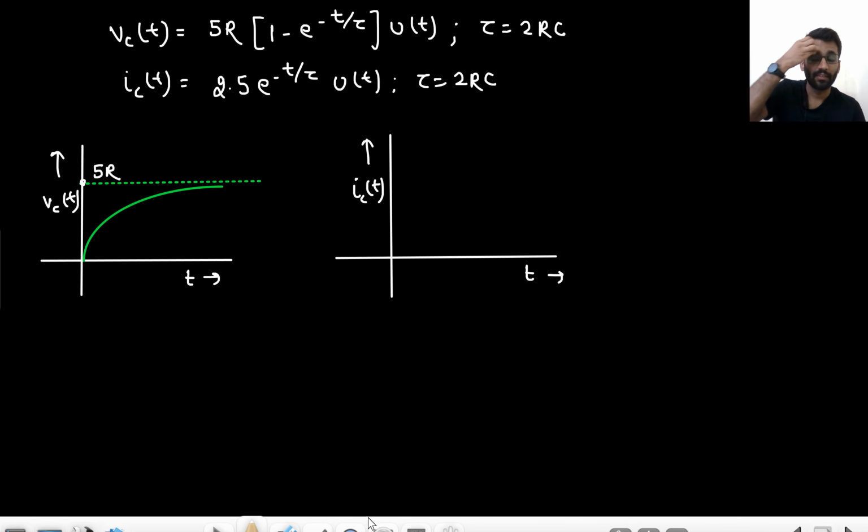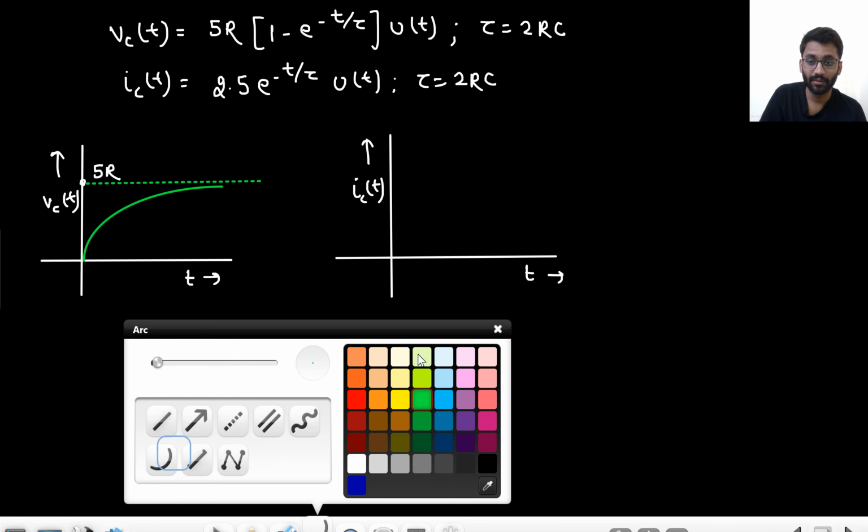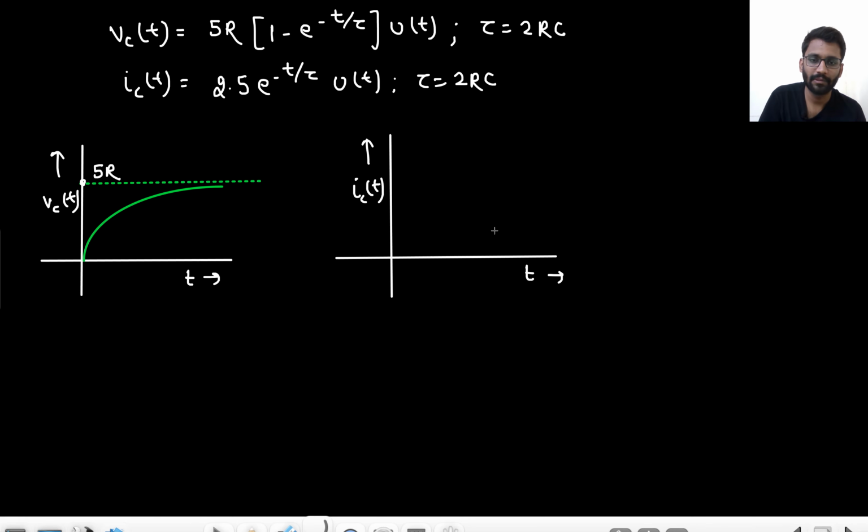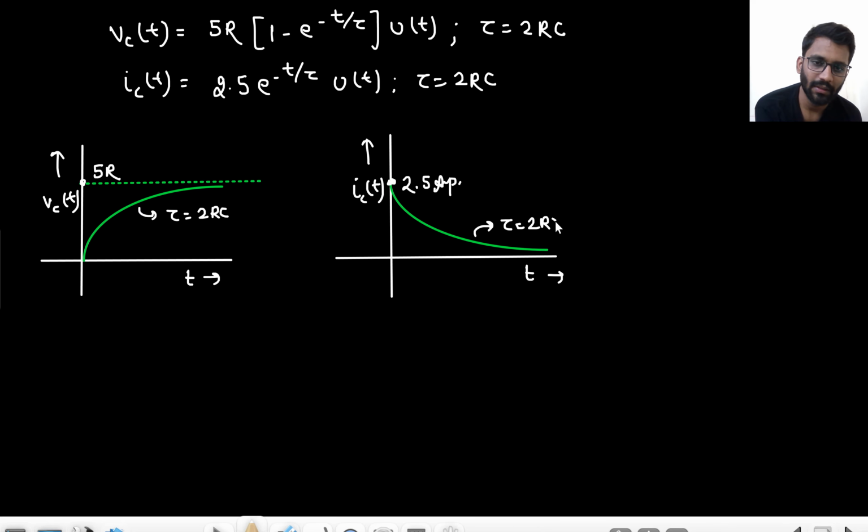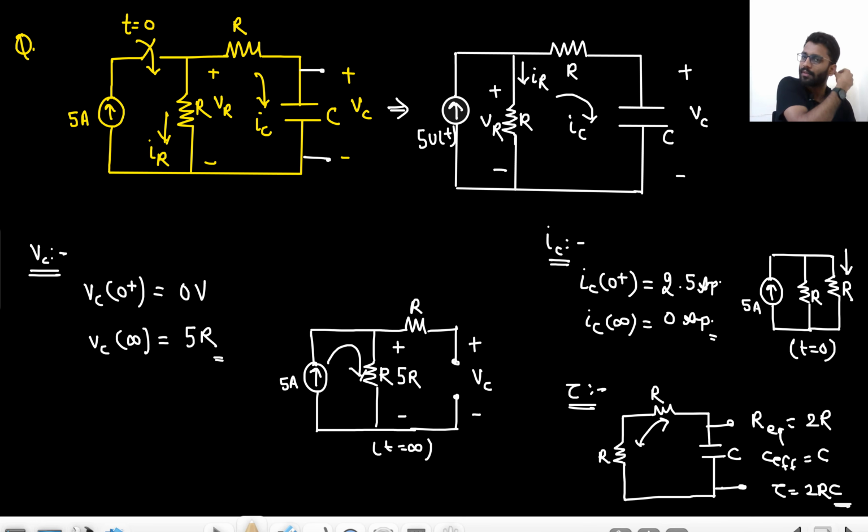And what about ICT? From 2.5 to 0 it goes. Time constant is 2RC. Okay, well and good. Now we will comment on what? VR and IR. If we simply comment on VR, we can comment on IR as well.